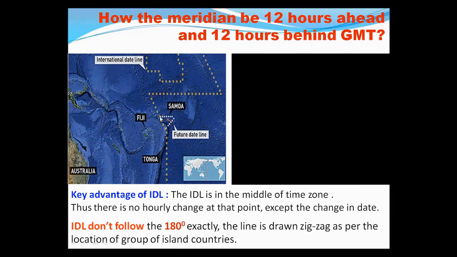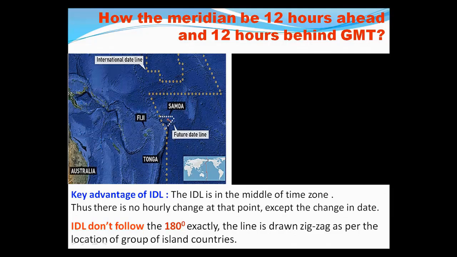In future, this white dotted line will become the future date line. It will take Samoa towards the eastern hemisphere. The key advantage of the IDL is that it is in the middle of a time zone. Thus, there is no hourly change at that point except the change in date.